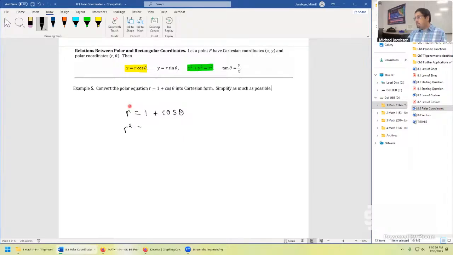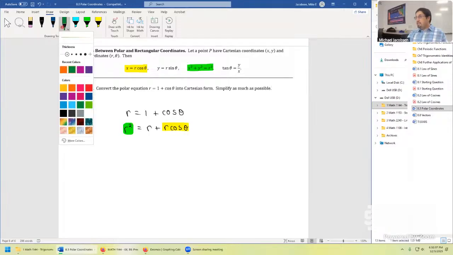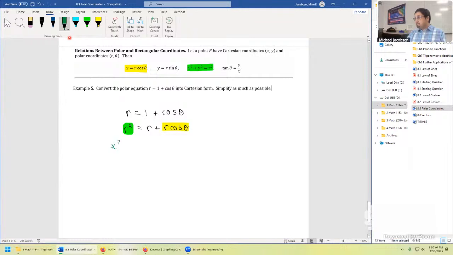We'll have r squared on the left equals r plus r cosine theta on the right. We can make a swap right here. Another substitution right here. And here's the new equation. X squared plus y squared equals r plus just x. So we're getting through it. That's progress. But notice the problem we still have with this thing. There's still a value r hanging out that we have to figure out something to do with. So we have to eliminate that r to get it fully in Cartesian coordinates.